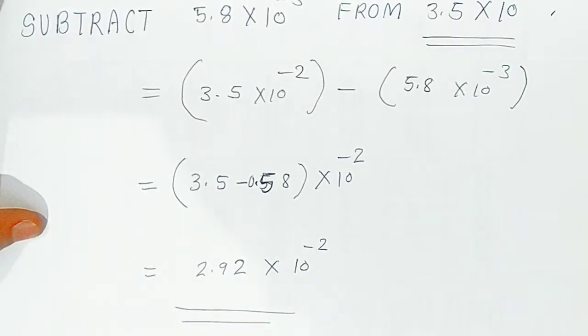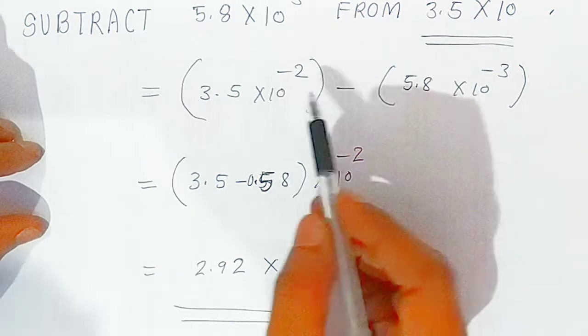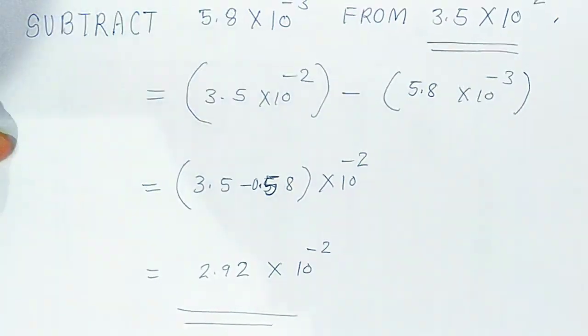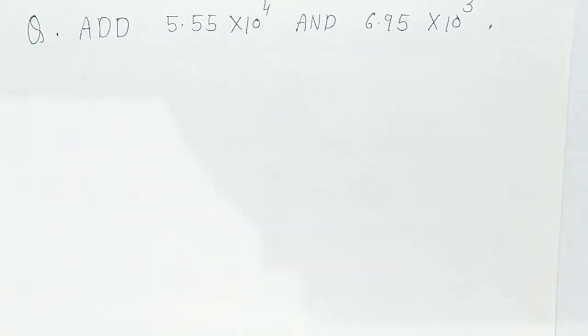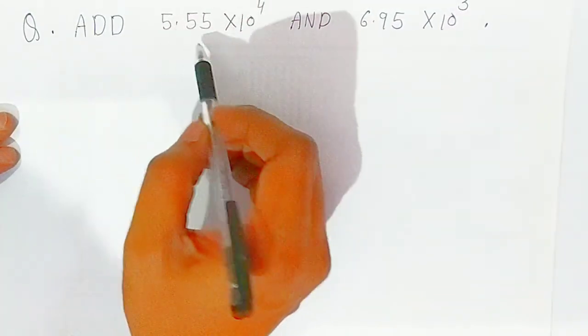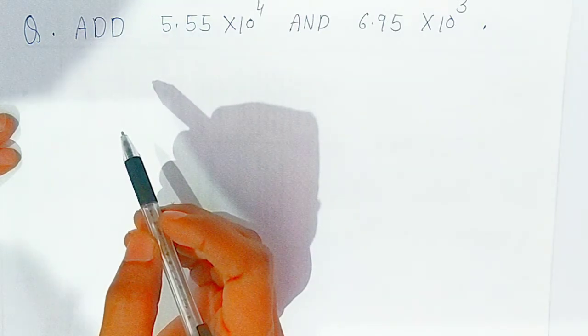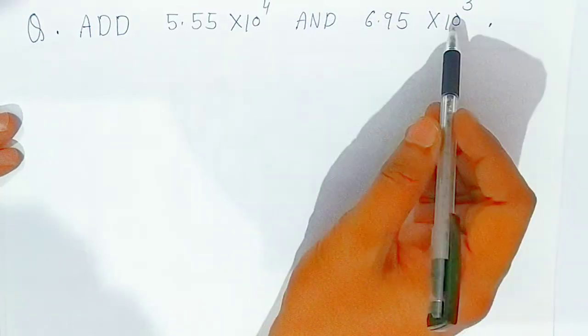Okay students, we have to first equalize this 10 power. After that we are going to see the addition also. If you want to add these two numbers, what happens students? In addition also, you have to first equalize the powers: here 10 raised to 3, and here 10 raised to 4. So we will first equalize the power here.